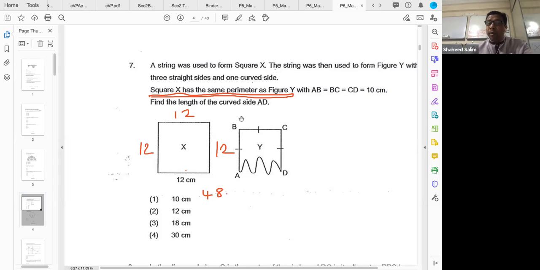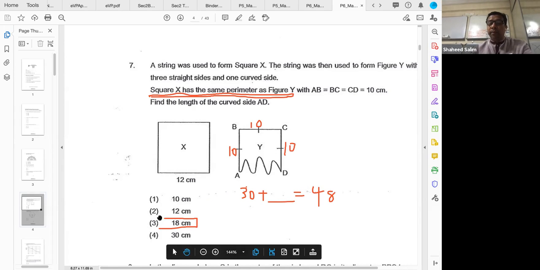But they tell you something down here. What is it? Down here is 10. Good. And this one, they don't know. They're asking you for this. So 10 plus 10 plus 10, 30. 30 plus what equals to 48? That is the question. You just take 48 minus 30. You get 18. Because you have to understand what the question is saying.